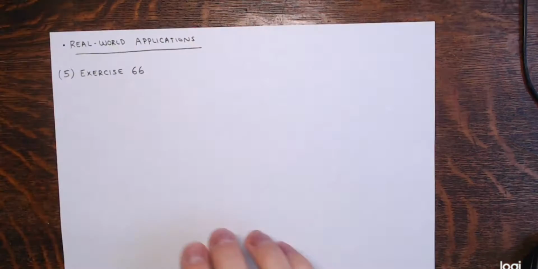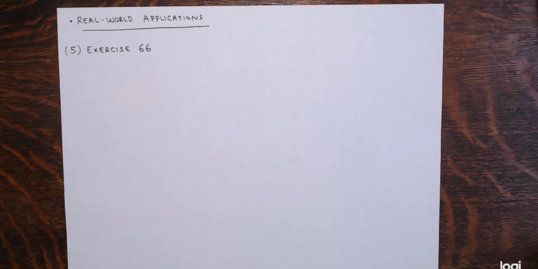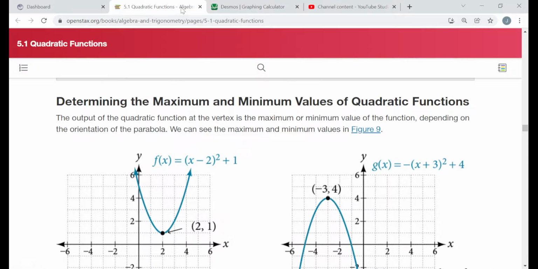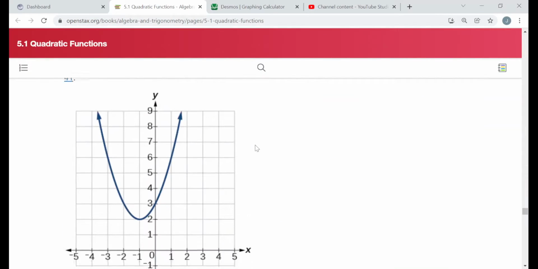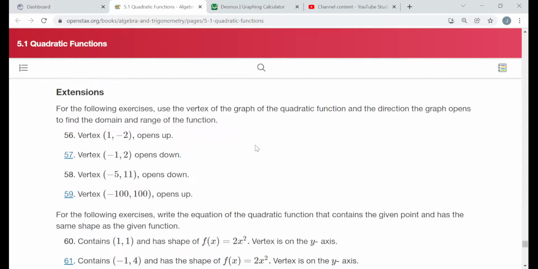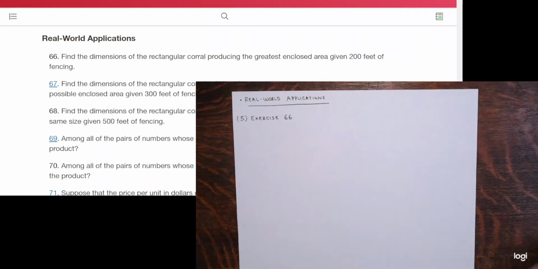All right, so the first one I'm doing is exercise 66 from the text. Let's take a look at that. Going back to the text here, scrolling down to the exercises, and all the way to 66. Okay, here we go. It says find the dimensions of the rectangular corral producing the greatest enclosed area given 200 feet of fencing. Hopefully you can still read 66 here.